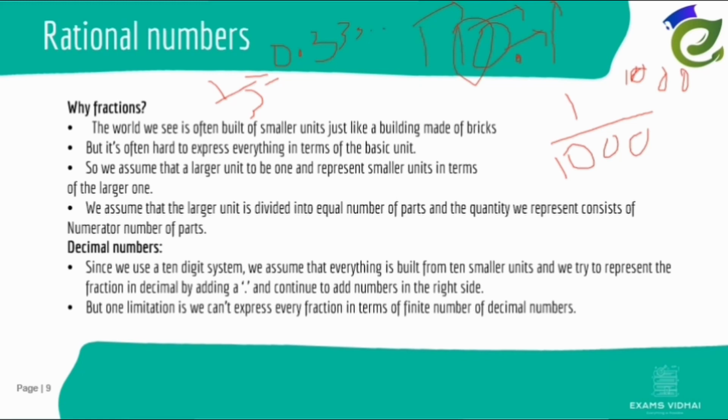But if you take another number system, a system which consists of base 10, you can't represent 1 by 3 exactly. But if you consider a number system that is made up of base 6, you can easily represent it. Let's see that in the upcoming slides.